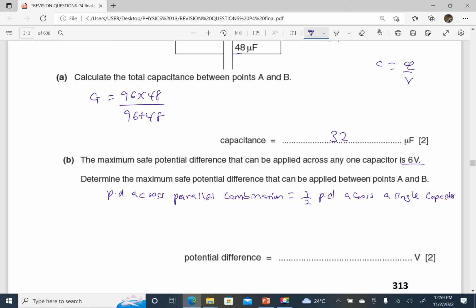Therefore, we shall simply say, since for one capacitor it is 6, PD will be 6 plus a half times 6, because 6 is in series. Then in parallel it will be a half times 6, which gives us 9. So this will be 9.0 volts. That is the maximum PD.